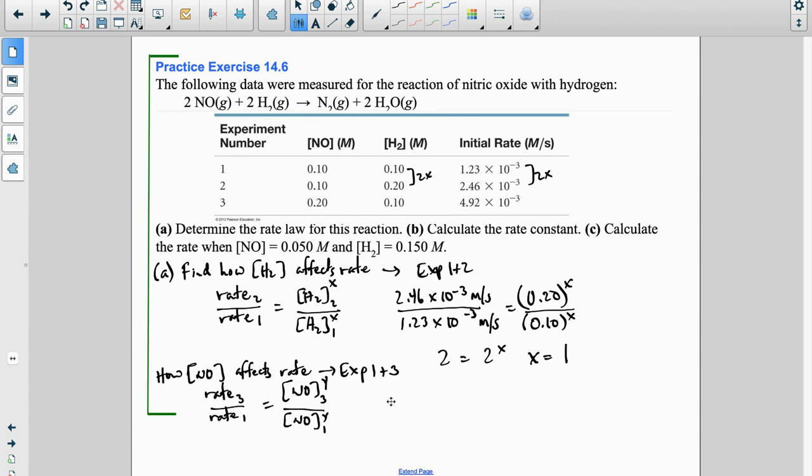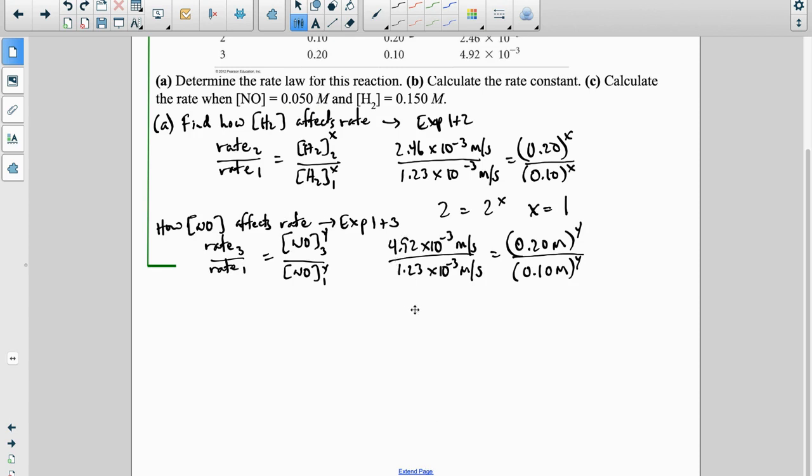I'm going to plug in my values here, 4.92 times 10 to the minus 3 molarity per second over 1.23 times 10 to the minus 3 molarity per second, that equals my NO, my 0.2 molar to the y over my 0.1 molar to the y. And I can see here that this is equal to 4 when I divide that out. And this is 2 to the y. So y has to equal 2.